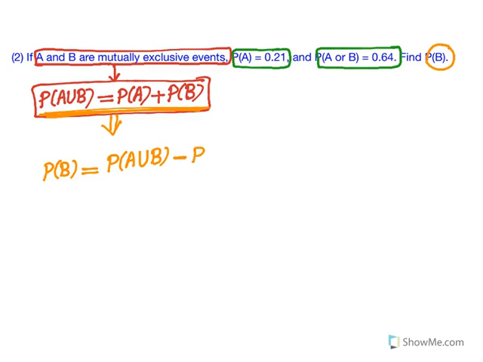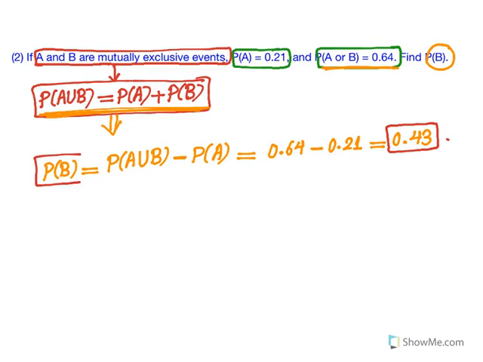So the probability of B will be the probability of A or B minus the probability of A. The probability of A or B is given here, 0.64, minus the probability of A, which is 0.21, and this will give you 0.43. And let me put this in red, and this is the probability of B.